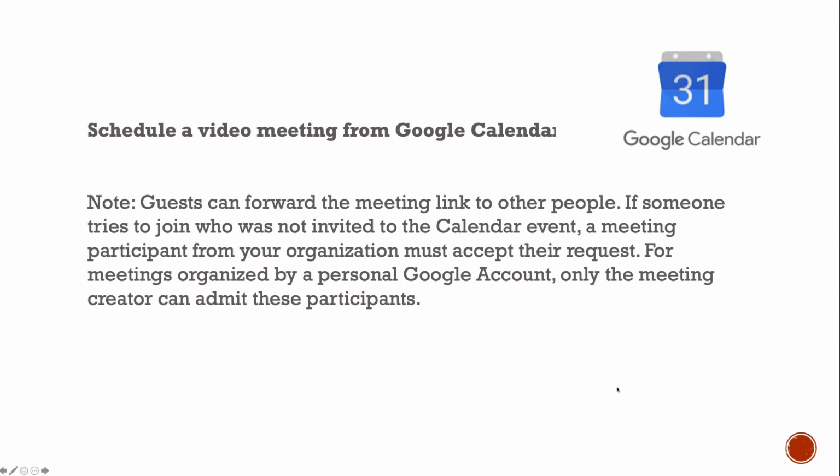Also, we have a business Google account, and a lot of people have a school one. If you just have a personal one, like a Gmail account, the only person who can admit participants is the person who organized it. So if Rick organized it, he's the only one who could let people in.